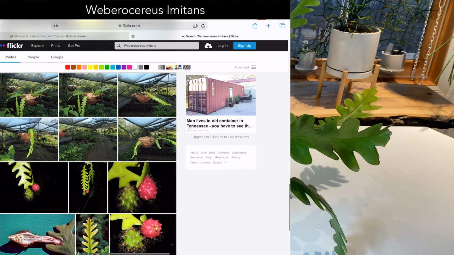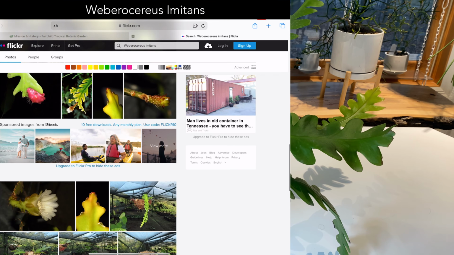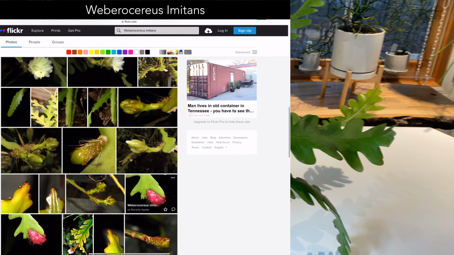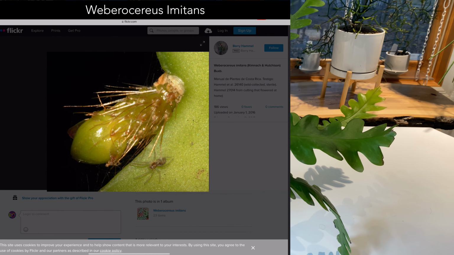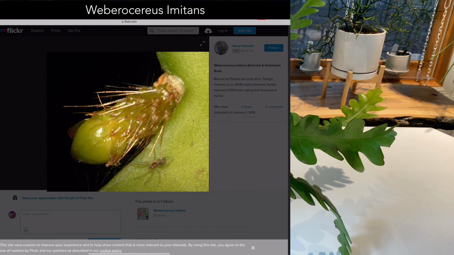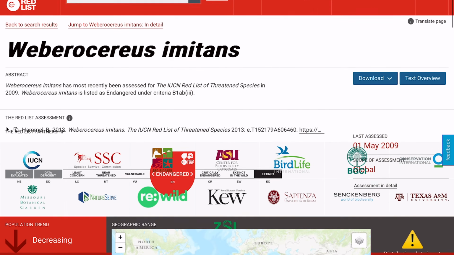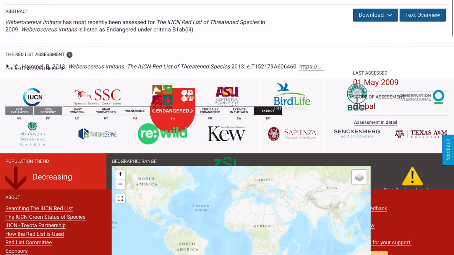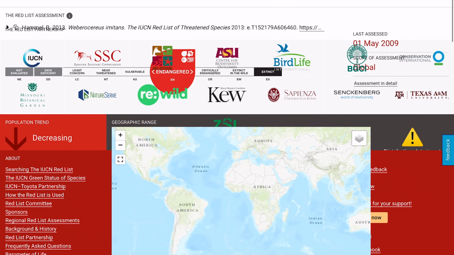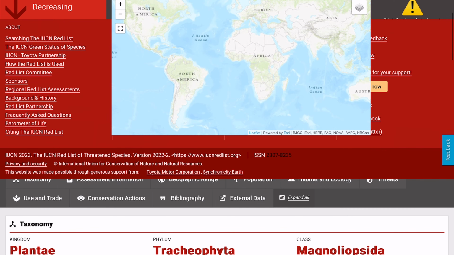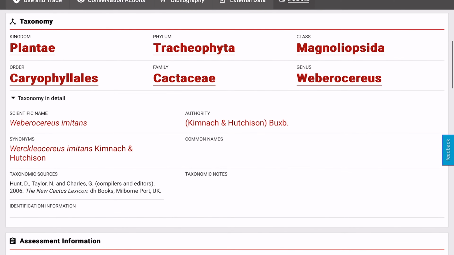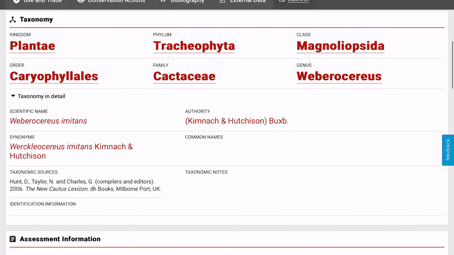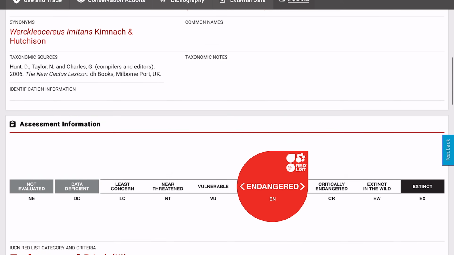So I do want to hit on the fact that Weberocereus imitans is endangered. Looking at the IUCN, it is listed as endangered. The population is decreasing. It is native to Costa Rica. According to this, it really only grows in 5 locations in Costa Rica. The upper elevation limit is 900 meters and the lower elevation limit is 20 meters.